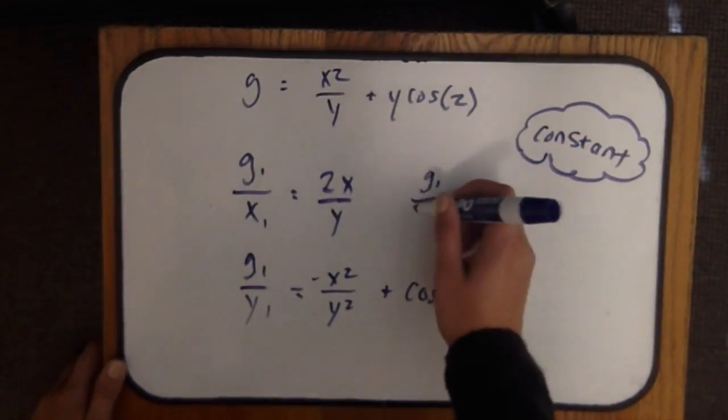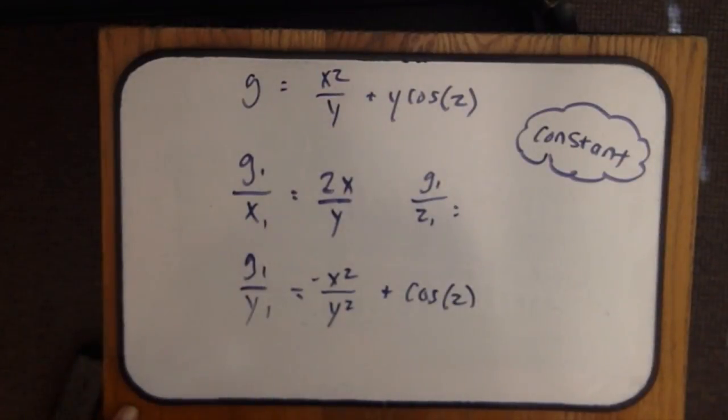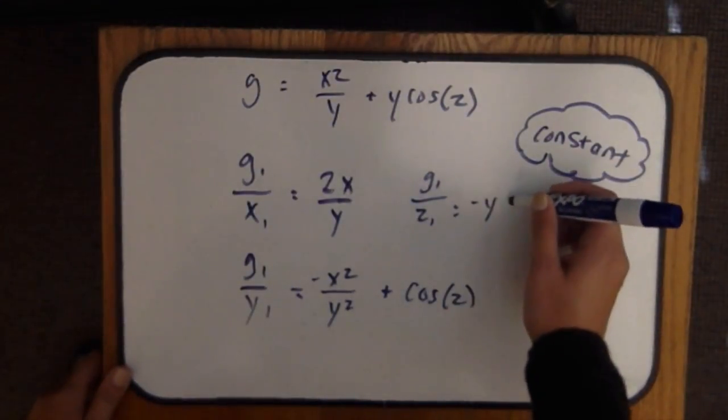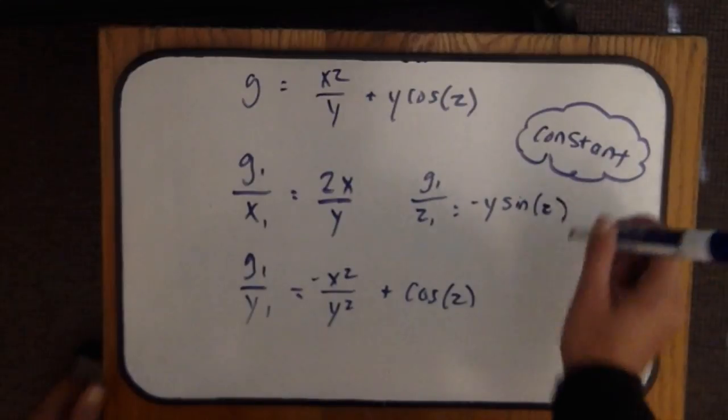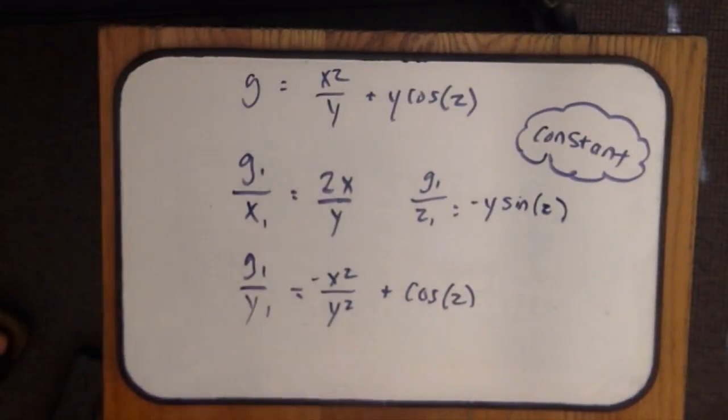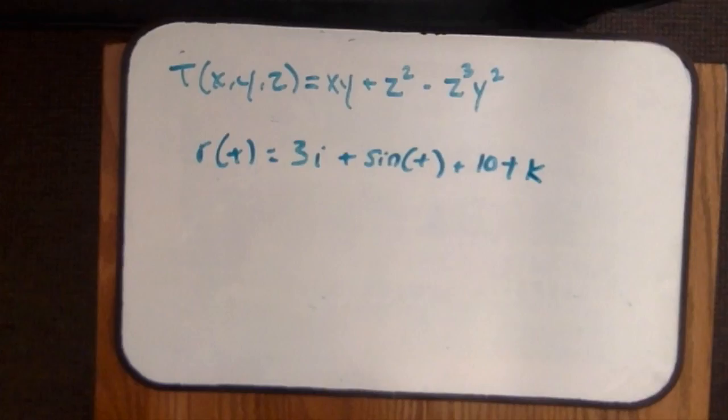Finally, let's find the derivative of G with respect to z. And that is just going to be negative y sine z. X squared over y will drop out because it is just a constant. And we're done! Now we're given a different problem.